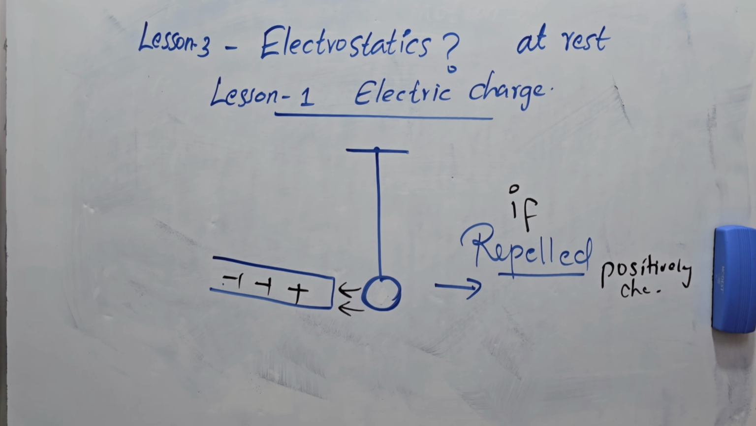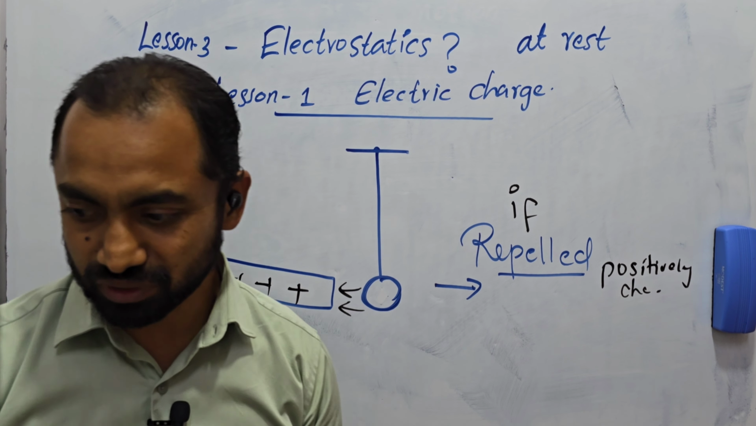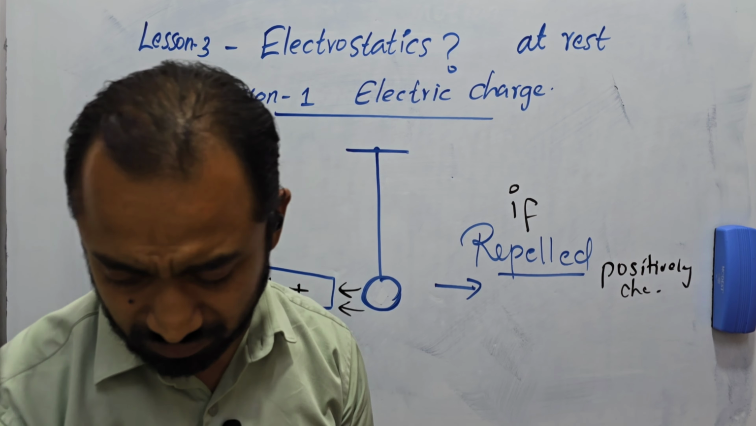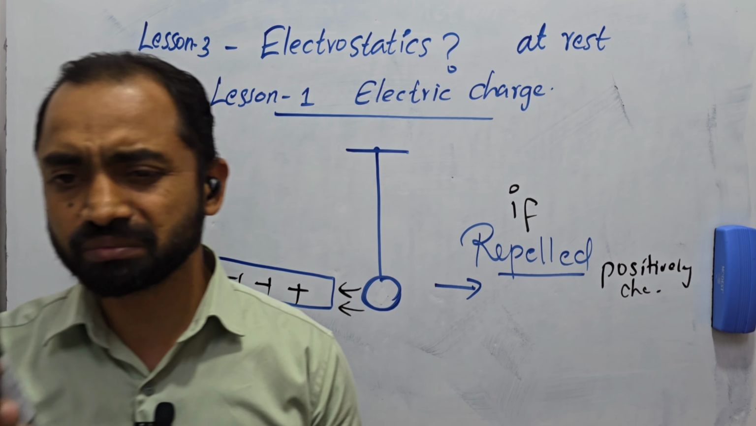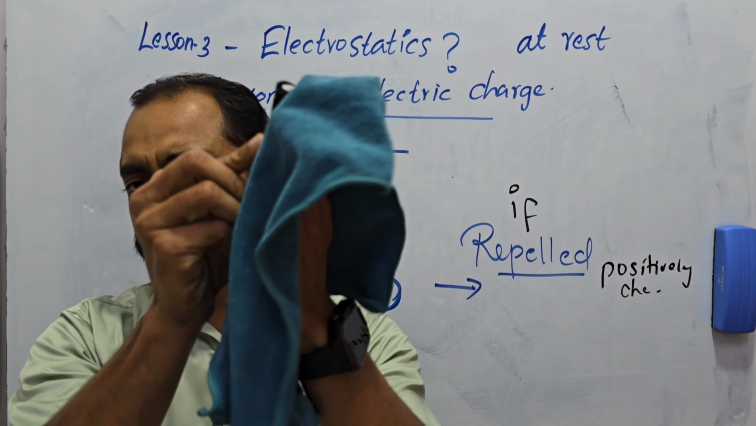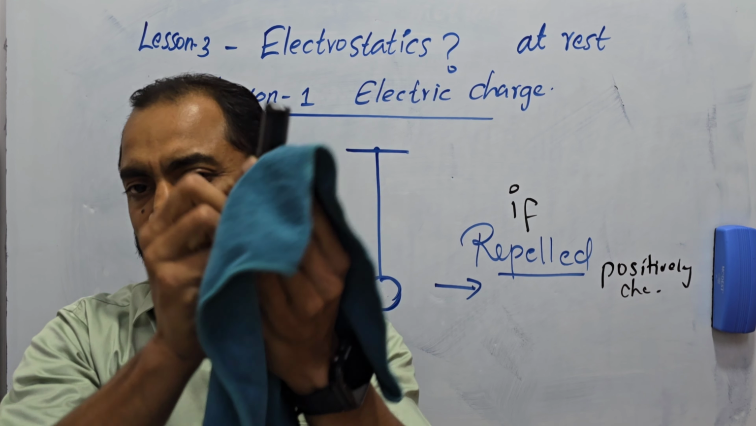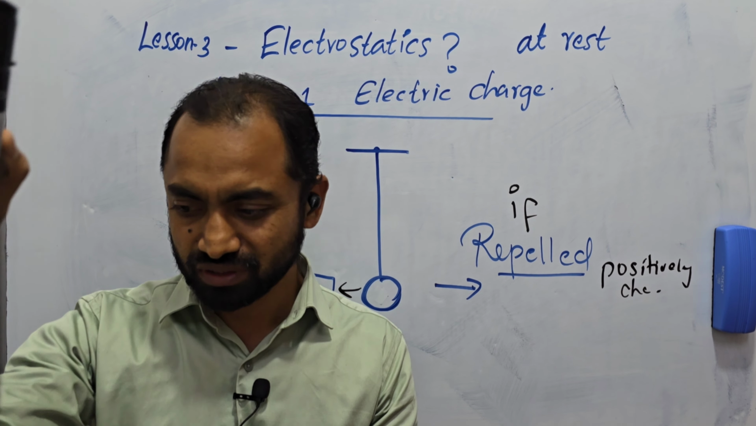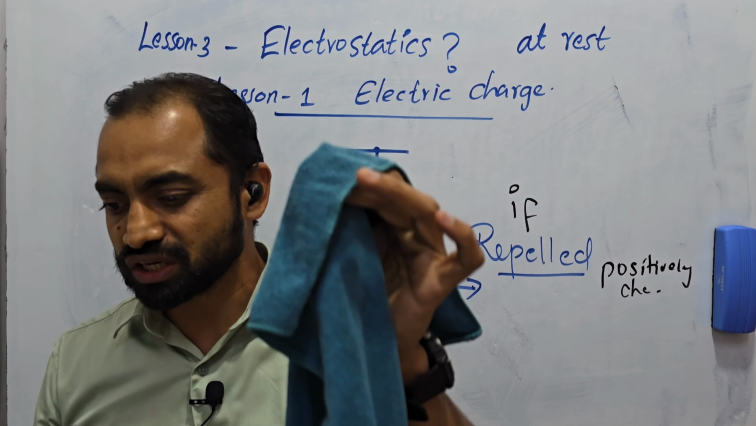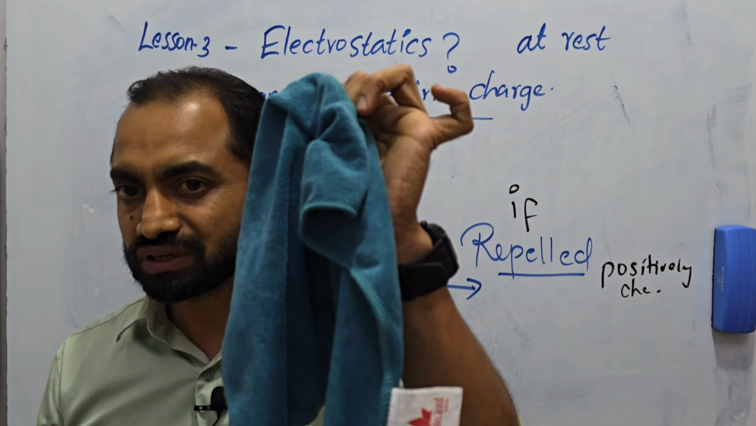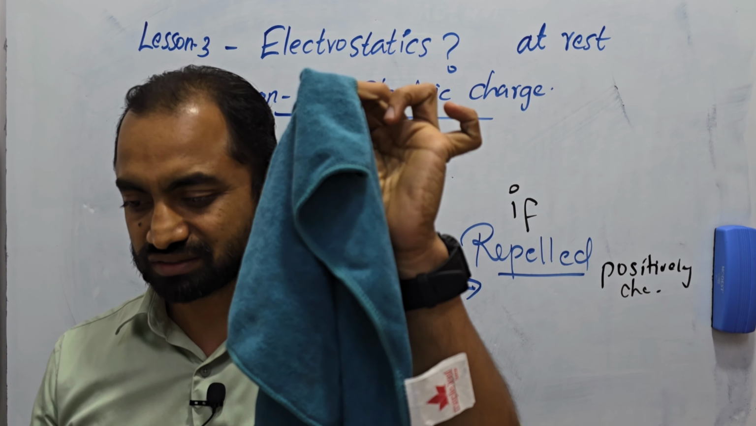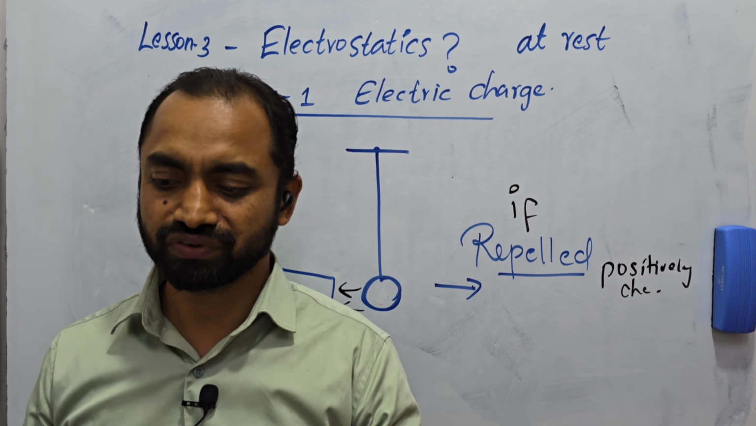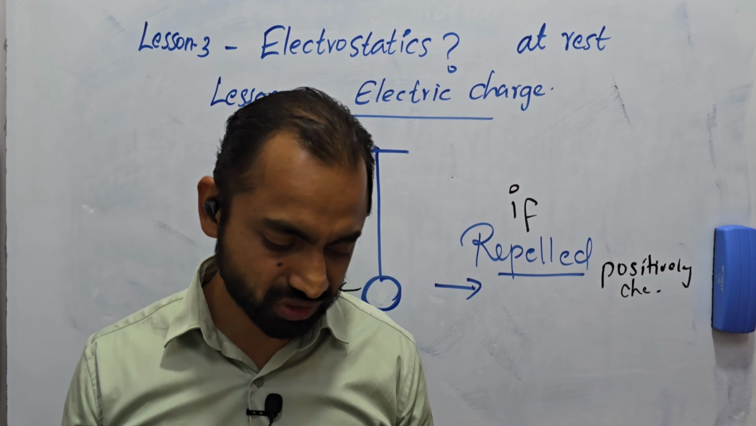Okay, you can give a rubber rod negative charge by rubbing the rod with wool. For example, this is the rubber rod. You rub the rubber rod with wool. The rubber gets a negative charge. What happens to the charge on the wool? Will wool get any charge? Very good. The wool becomes positively charged.